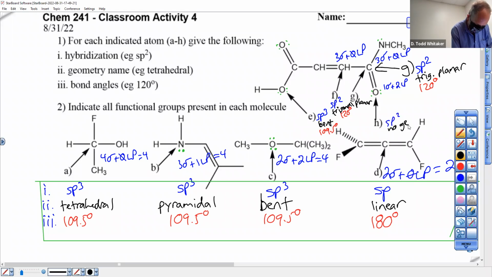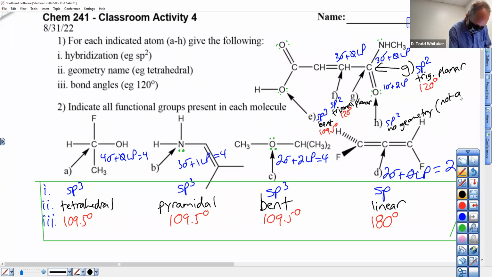No geometry. Not a central atom. But I can do the hybridization, and the bond angle is a waste of time too, right? Here's your bond angle. It's attached to the next thing. There. Directly.